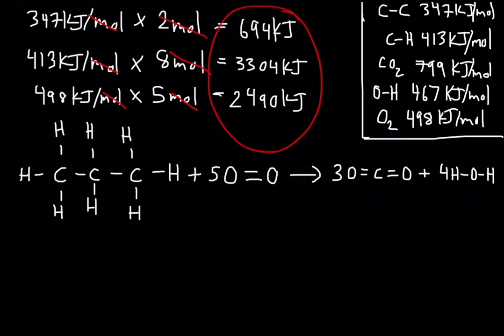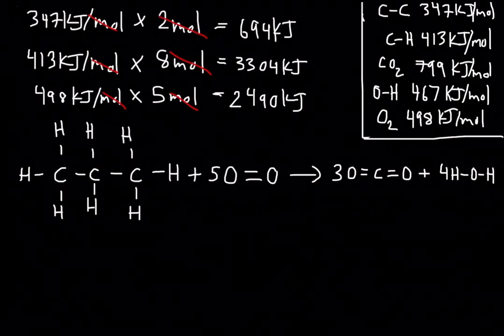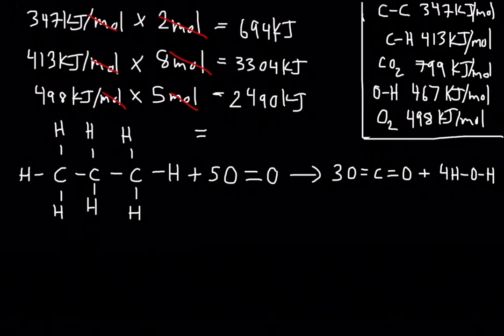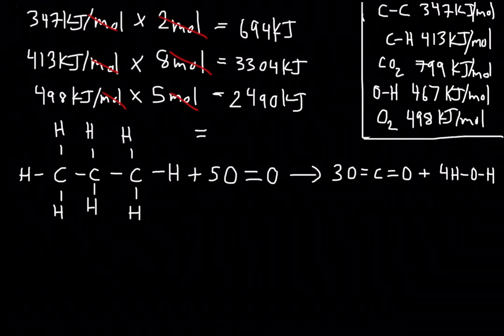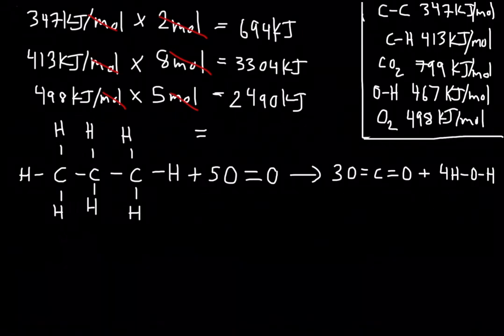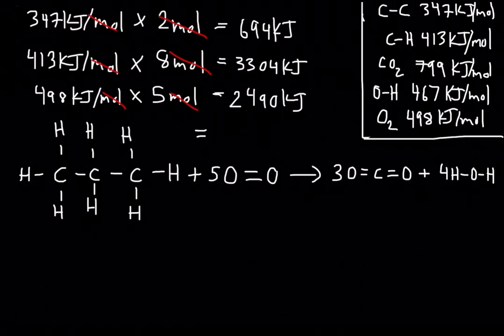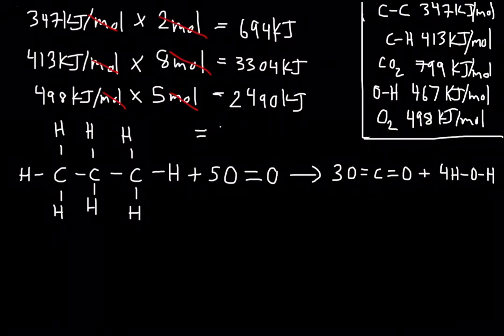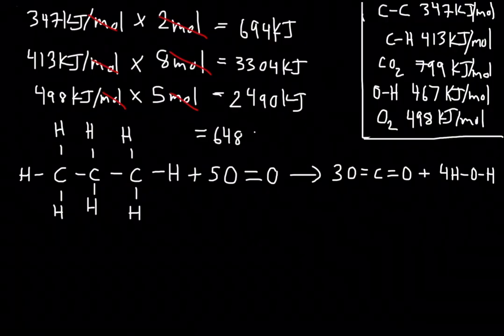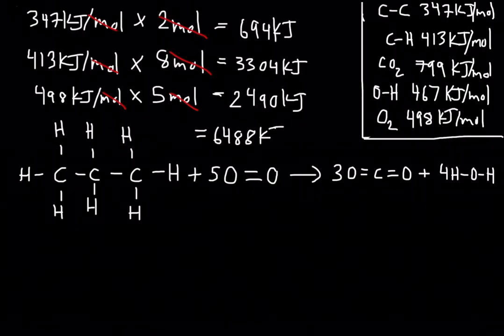And this whole thing is the total energy needed to break the reactants bond. And the whole thing adds up to 2490 plus 3304 plus 694, which gives 6,488 kilojoule.